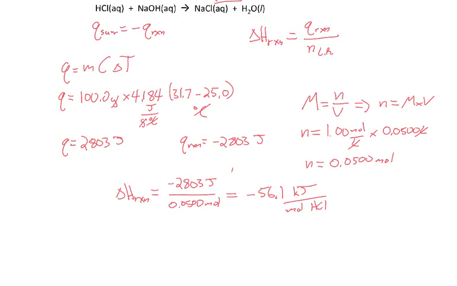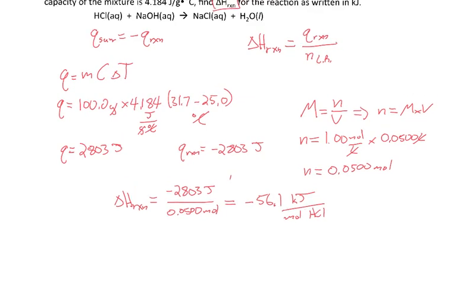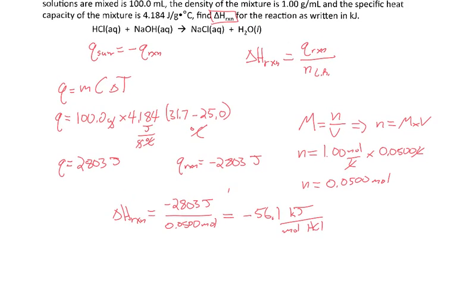So the last step that we need to do is we need to take into account the stoichiometric coefficients of the chemical reaction. And so because 1 mole of HCl reacts with 1 mole of NaOH in this balanced chemical reaction, it's actually a little bit easier. If these coefficients had been different, we'd have had to be a little bit more careful. But the answer should just be in kilojoules.